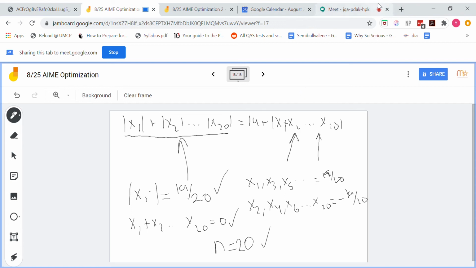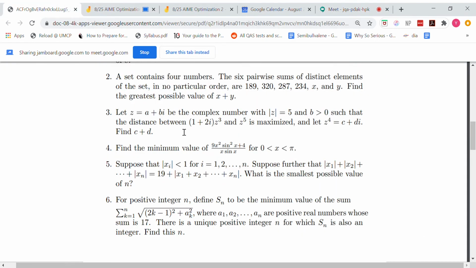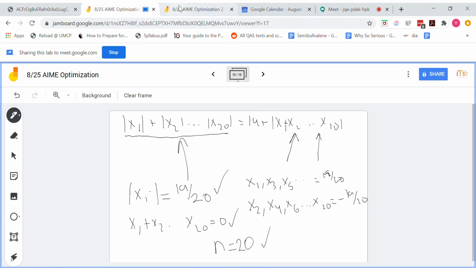Alright, and so this problem demonstrates why it's important both to confirm that the lower bound holds and to confirm that the lower bound is indeed achievable. So our lower bound is 20, and 20 is indeed achievable, and therefore 20 is our answer. Any questions?